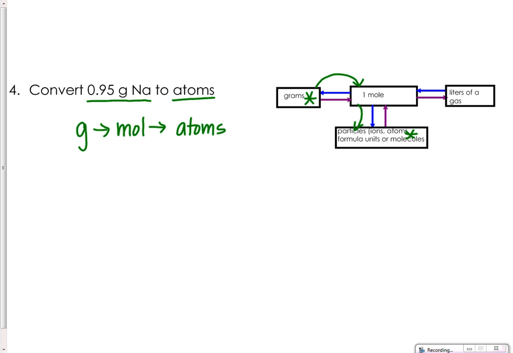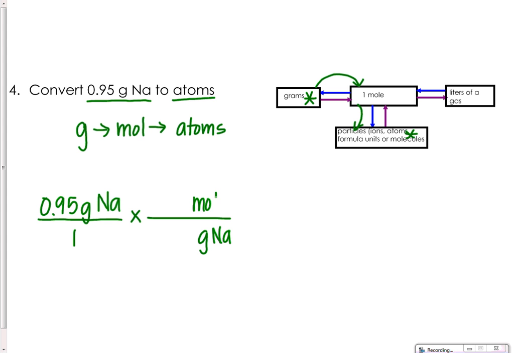I'm going to start by writing down what I was given, 0.95 grams of sodium. And I'm going to put that over 1. Now I would like the label grams of Na on the bottom and moles of Na on the top. The 1 always goes by the mole. And if you look at your chart, when you're going from grams to moles, you always look this up on the periodic table. So if you look up on the periodic table, Na has a mass of 22.99 grams.